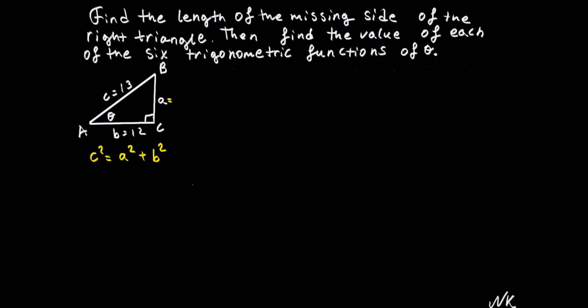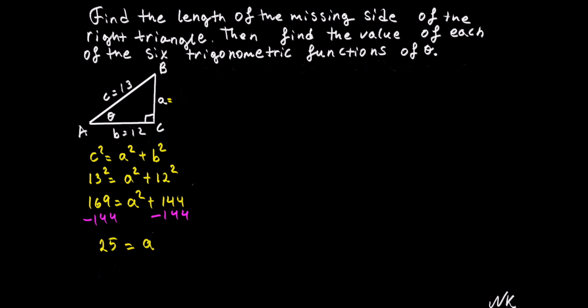We have that c is equal to 13, so 13 to the second equals a squared. We don't know what a is. b is equal to 12, so plus 12 to the second. 13 squared is equal to 169 equals a to the second plus 12 squared is 144. To solve for a squared, we need to minus 144 on both sides. And we get 169 minus 144 is equal to 25, and this equals a to the second.